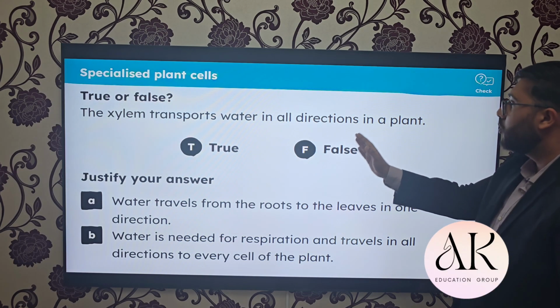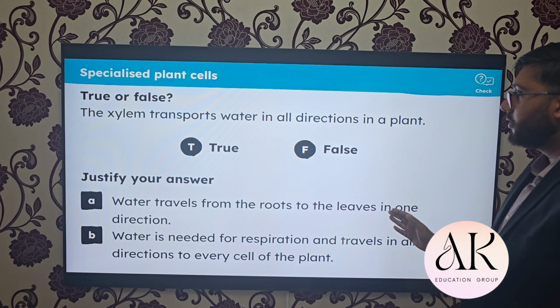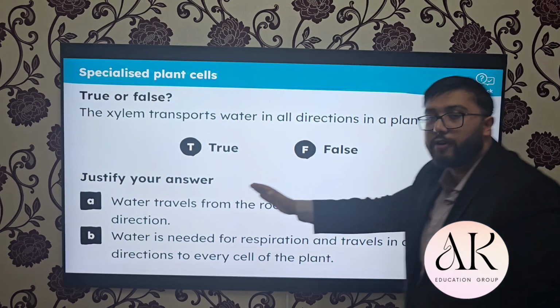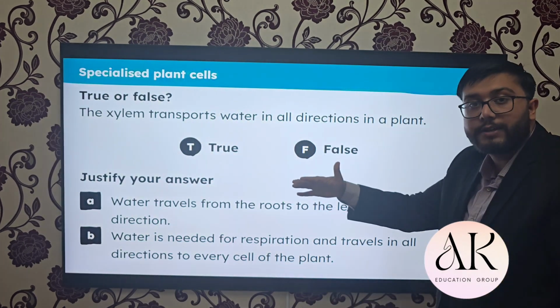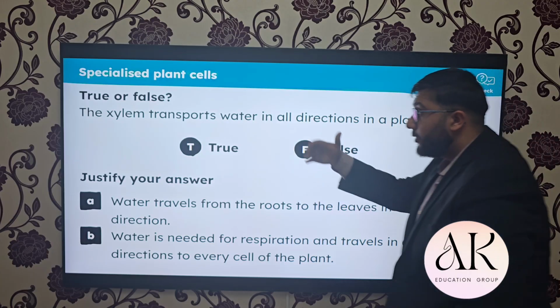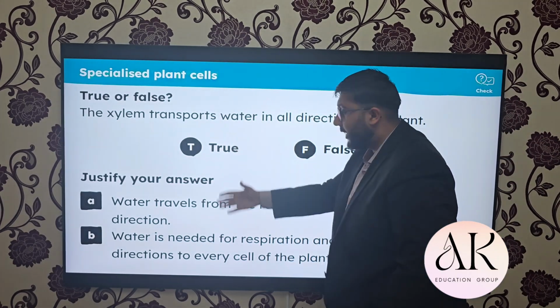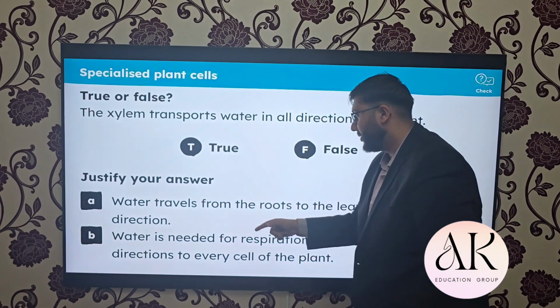Now, a little question for you to have a go at, guys. If xylem transports water in all directions in a plant, true or false? You need to justify your answer. Okay, this is exam technique now. You said your point, but explain why. That's your exam technique.